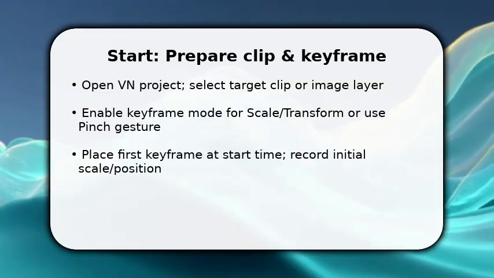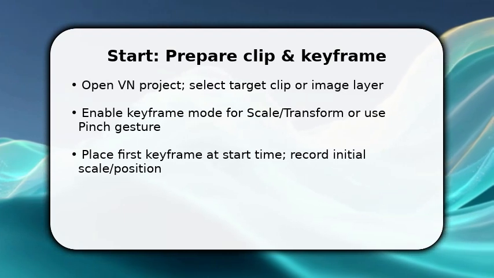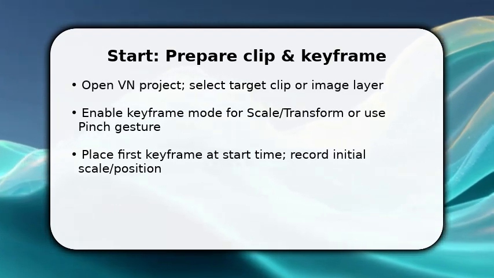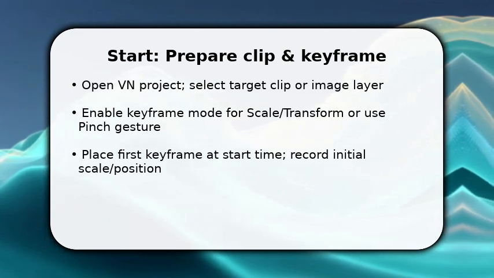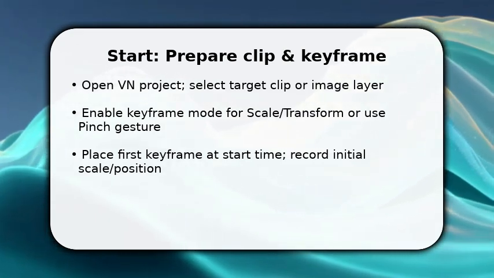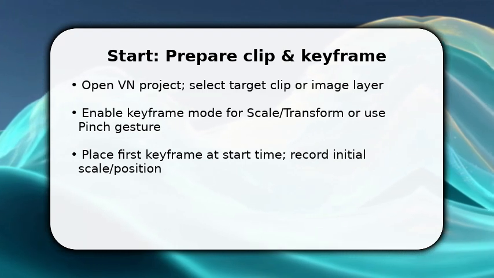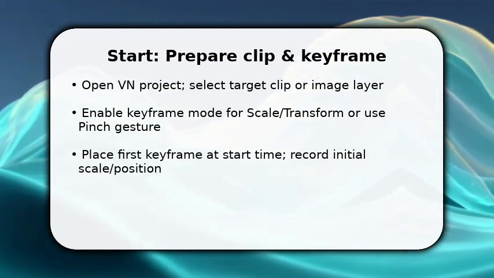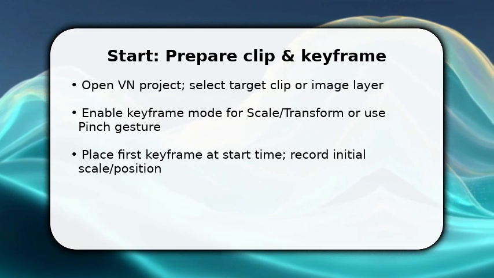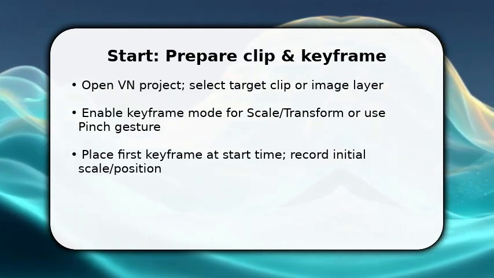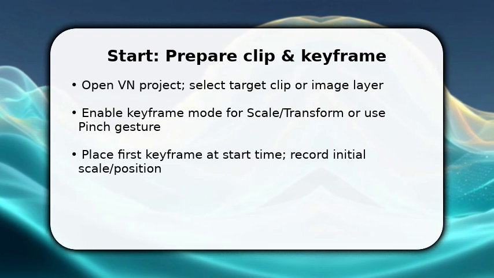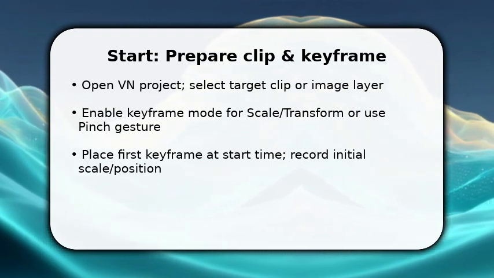You start by opening your VN project and selecting the clip or image you want to animate. Once selected, enable keyframe mode for scale or transform so VN records changes. Tap the timeline to place your first keyframe at the exact start time. This preserves the initial scale and position. Make sure the playhead is locked to that frame. Doing this first step prevents jumps later and gives you a stable reference for the zoom that follows.